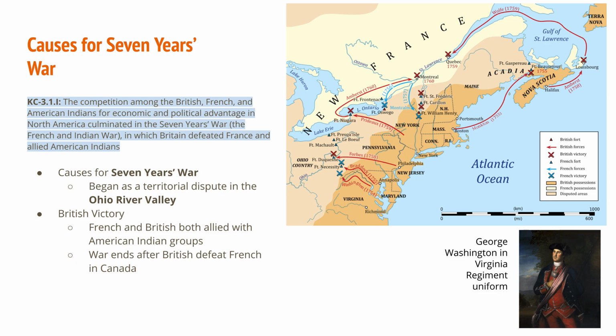The cause began as a territorial dispute in the Ohio River Valley. George Washington, who was a young lieutenant in the Virginia Regiment or militia, was sent out to this Ohio River Valley near present-day Pittsburgh to tell the French to stop building their forts there and to leave. So that's what causes the war to begin. Eventually, there's going to be a British victory despite a slow start by the British. Their strategy takes them through French Canada, and they capture Quebec and Montreal, which leads to the French surrender.